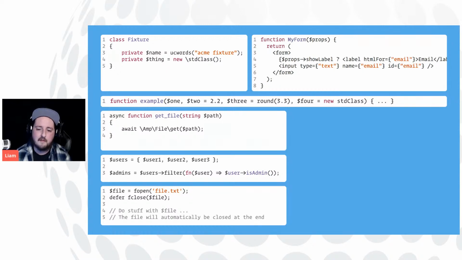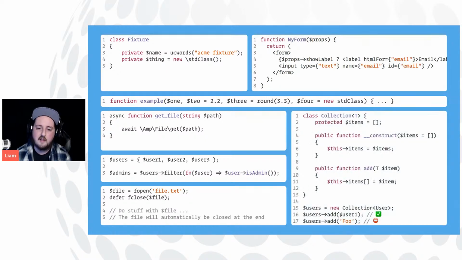But probably my favorite thing is generics. And this is something where you can add a type hint where the type can actually be different depending on what you use when you create the class. And then that type can actually be resolved at runtime.